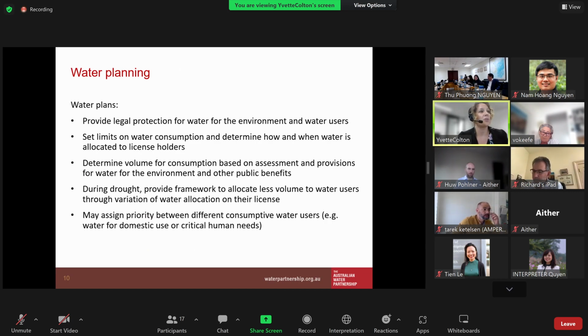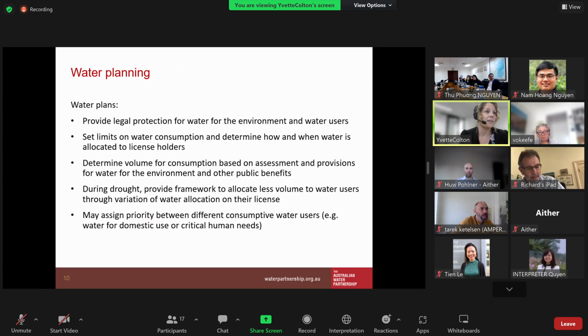They determine a volume of water for consumption by water users based on an assessment of needs for water by the environment, and also other public needs for water. As a result of that assessment, they set a limit or upper cap on water consumption by water users that can then be shared, and a framework for how that available water is determined, and when and how it can be allocated to water users.